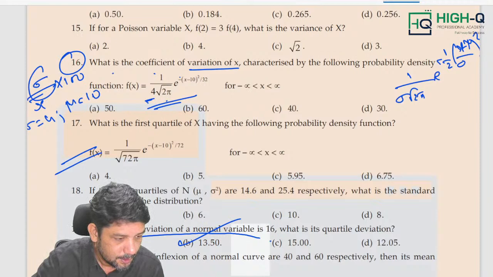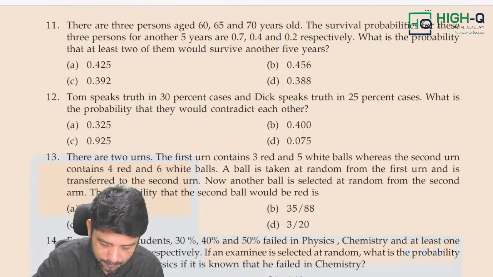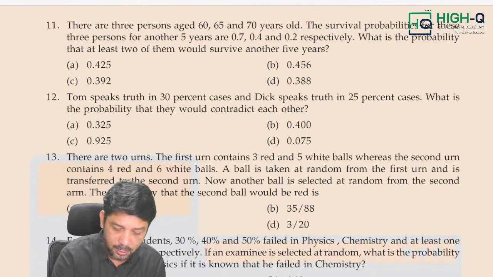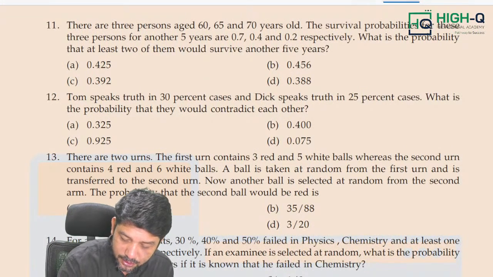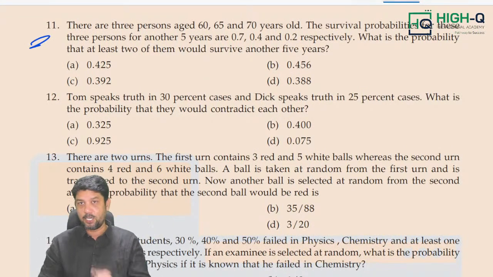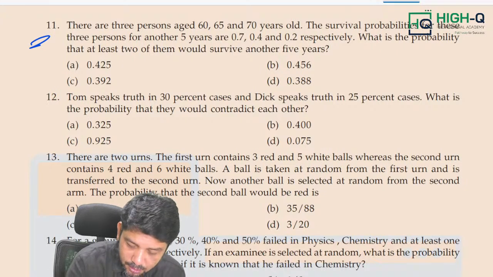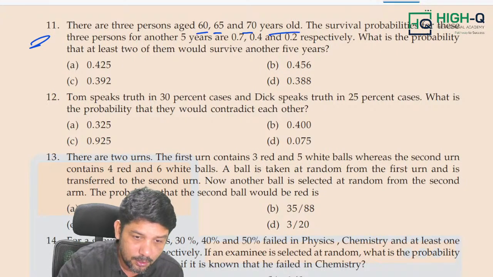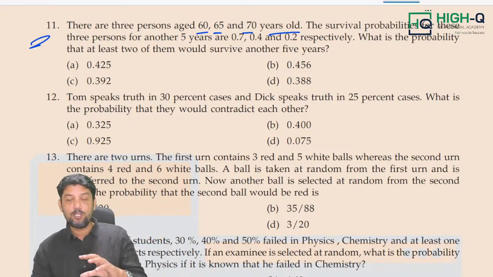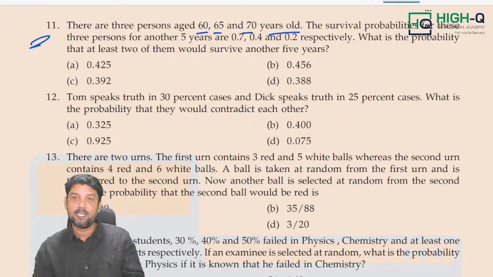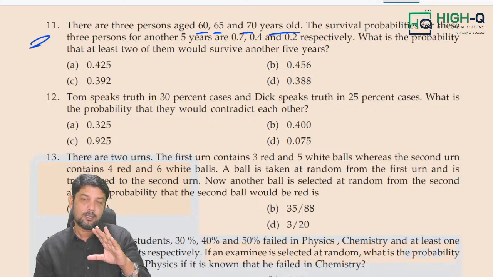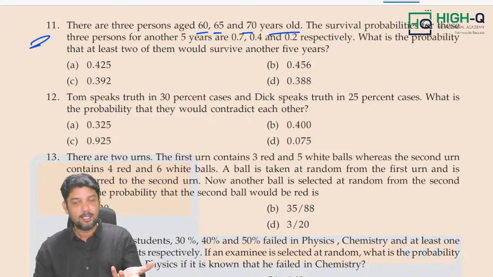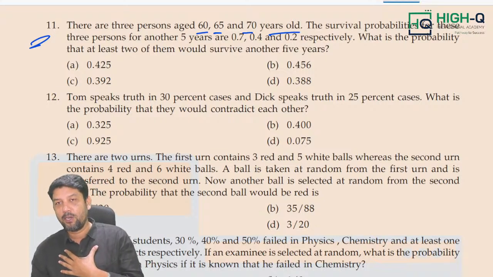Okay. Now, for example, this 11th question, a very important type of question. There are 3 persons aged 60, 65, 70 years old. So we are talking about 3 individuals. Of course, when we are talking about 3 individuals and life expectancy or something like that, it is always independent. My life is not dependent on anybody's life.